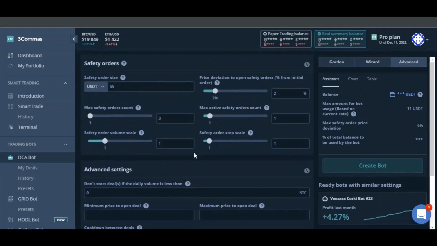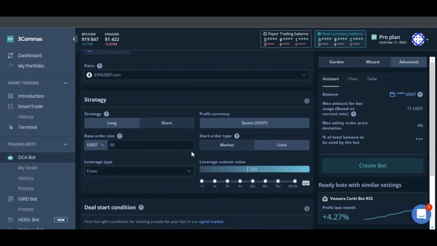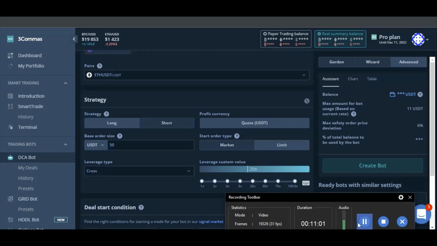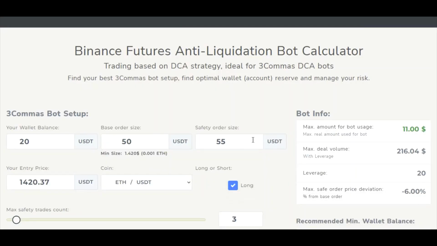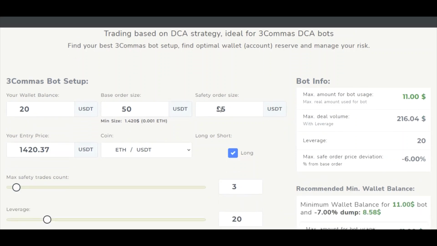So here all the settings have been completed. Now we have to go for the calculator, and I will show you this amazing calculator I found when I googled this one, thanks to the person who created it. So well, let me go to the calculator. So this is the calculator I talked about, and this is the Binance Futures anti-liquidation bot calculator. So this is an amazing calculator, so you can find all the important information before you create a Binance Futures bot.